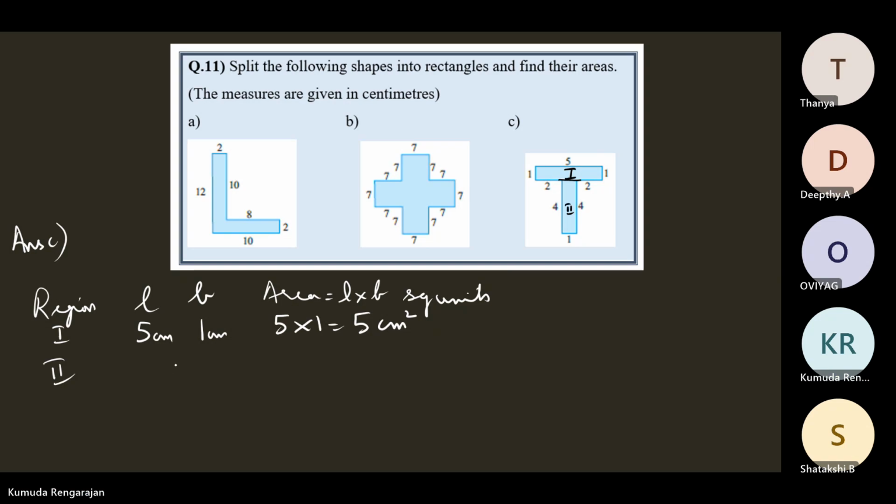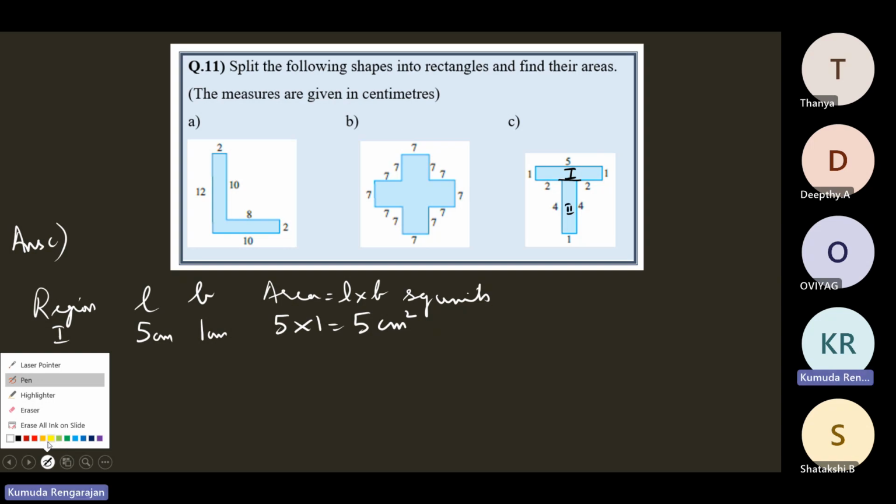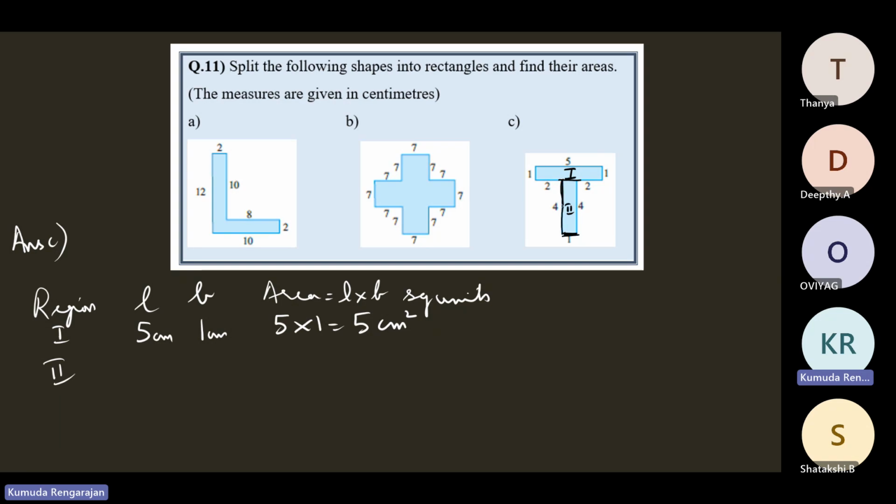Region 2? For region 2, the top is pi, ma'am. Okay. And the length is 1, ma'am. So length is 1 and what is the breadth? Ma'am, the breadth is 4, ma'am. Okay, the length is 1 because this is the length. This is 1 and this is the breadth which is 4. Very good. So for region 2, length is 1 centimeter and breadth is 4 centimeters.